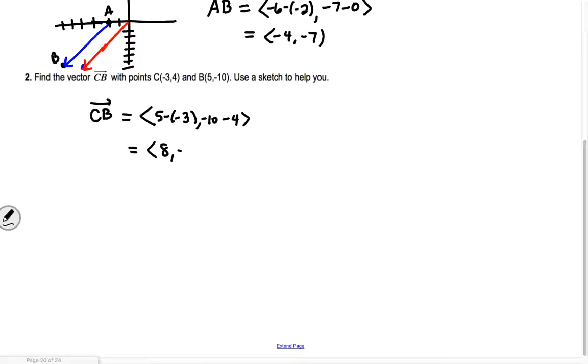Did you guys get 8, negative 14? Good. Okay, so you could sketch that out and you would see it's the same vector, it's just been moved, so it starts at 0, 0. Does that make sense? You guys get it? It's kind of weird when you first learn vectors.